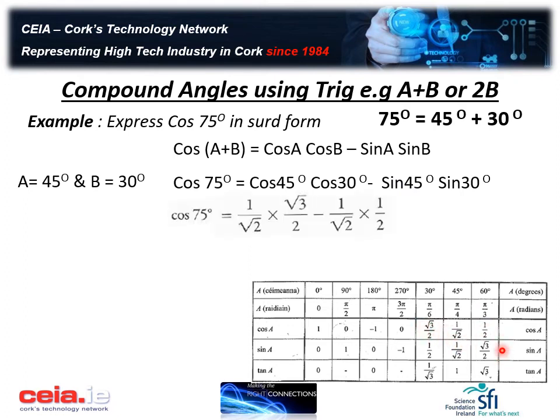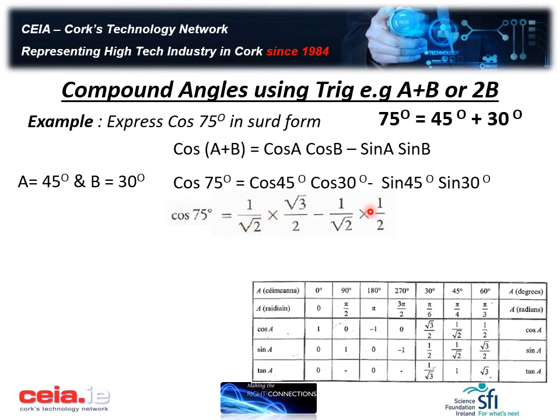Okay, so what we get from that is cosine 45 degrees is 1 over root 2. There it is. Cosine 30 degrees, root 3 over 2 there. And similarly, sine 45 degrees, 1 over root 2, by sine 30 degrees, half. So we end up with this, which is a collection of surds, which is what we want to get out of all of this.